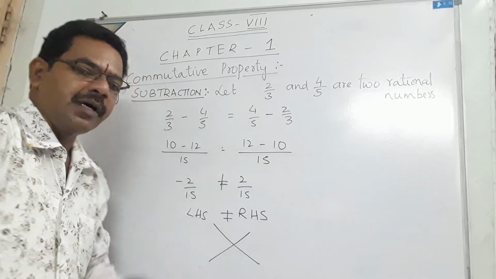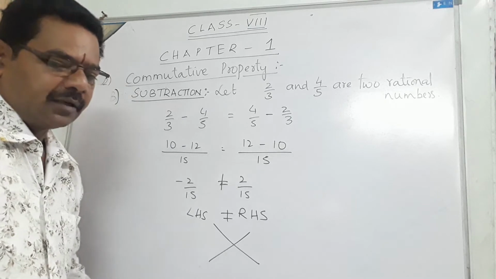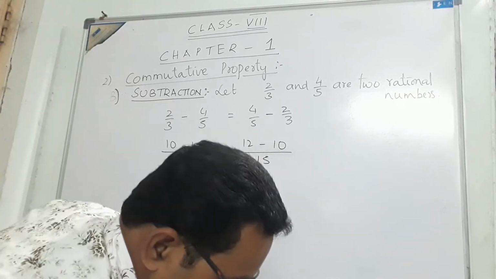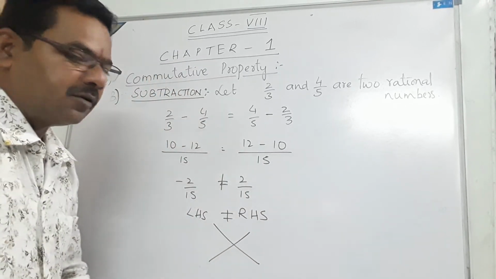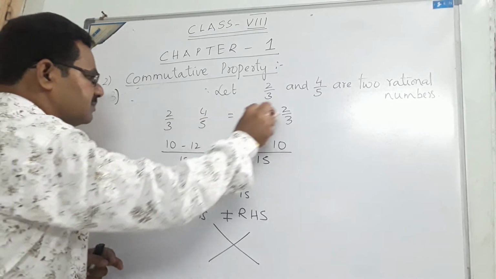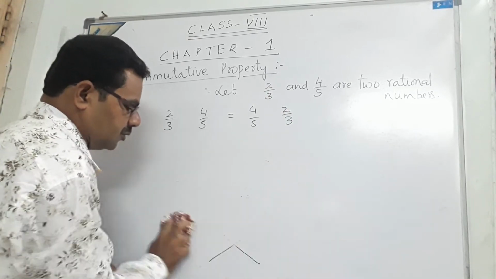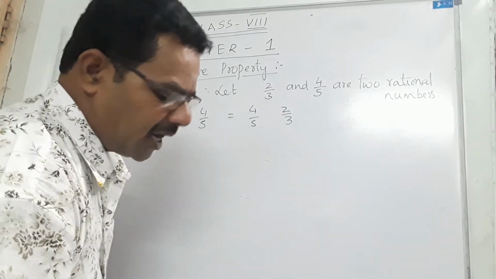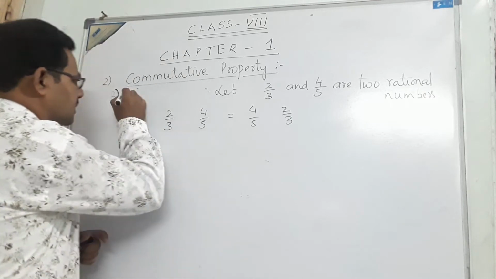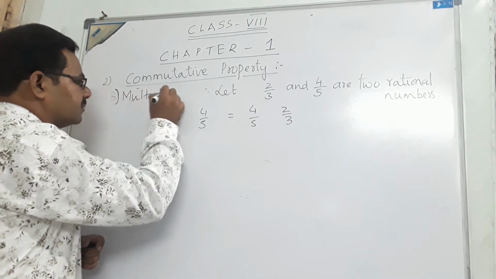Next we shall see multiplication, and after that division. In the multiplication, just here only I am changing the operation, and again this symbol simply I am changing. So in the multiplication, what we have to do, we shall see. Here I have taken again two rational numbers in multiplication.